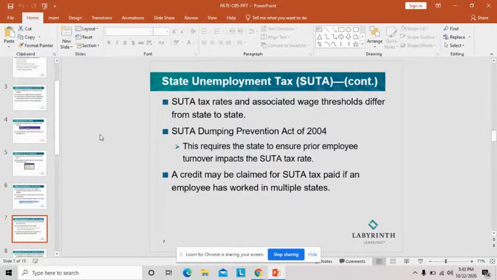Okay, so the SUTA tax rates and the associated wage thresholds differ from state to state. The State Unemployment Tax Dumping Prevention Act of 2004 requires a state to ensure prior employee turnover impacts the SUTA tax rate. A credit may be claimed for the SUTA tax paid if an employee has worked in multiple states.